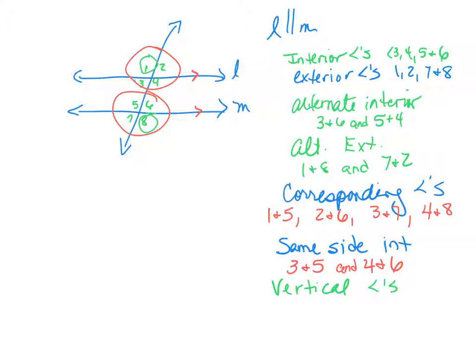Who's vertical to 1? 4. 1 and 4. Who's vertical to 2? 3. Who's vertical to 5? 5 and 8, very good. And who's vertical to 6?